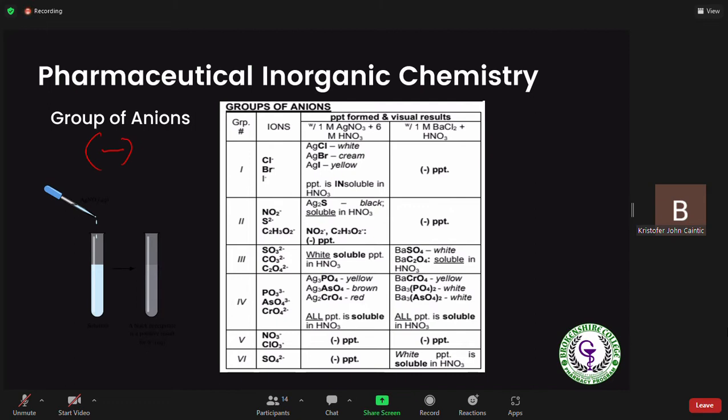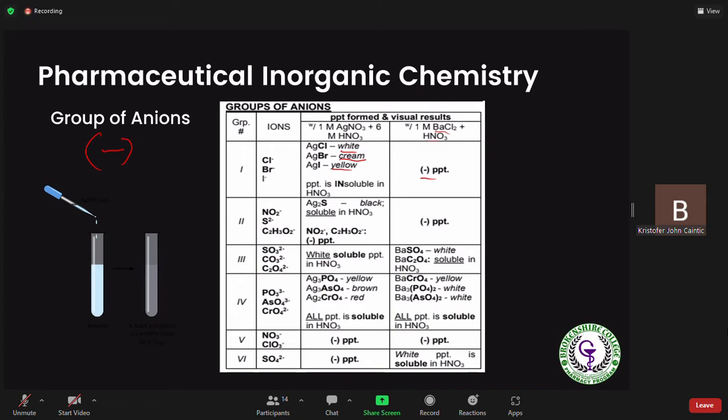Silver chloride will give us white. Silver bromide will give us cream color, and silver iodide will give us yellow color. The rest are insoluble in nitric acid. But in barium chloride plus nitric acid, it will not provide us with a precipitate.